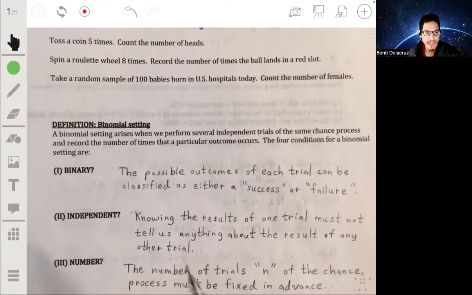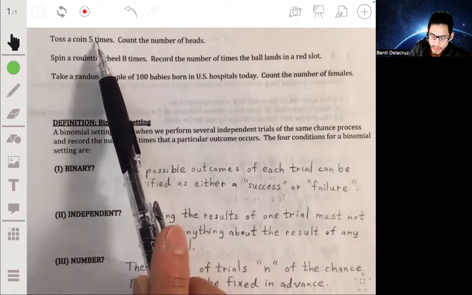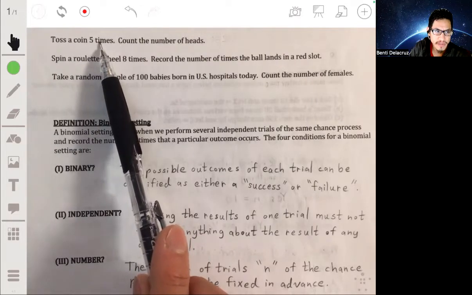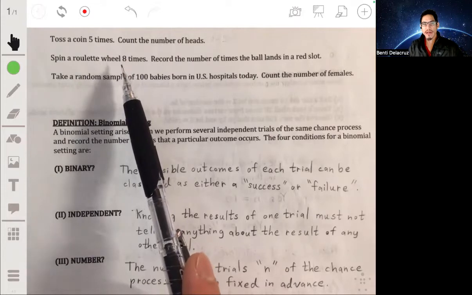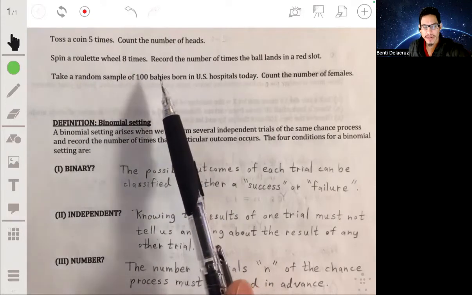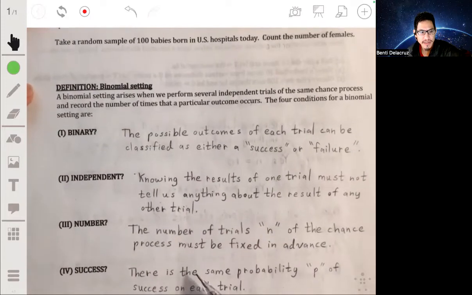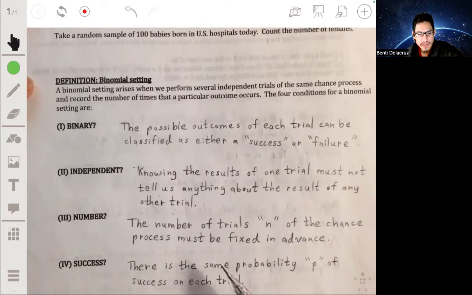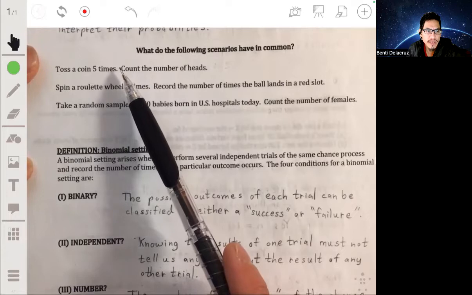The third condition is that they all have a fixed number of trials ahead of time. We're set that we're going to toss a coin 5 times, so 5 trials, spin a roulette wheel 8 times, so 8 trials, and take a sample of 100 babies, so 100. And then the success condition: the probability of having a success is the same on each trial, so we call that p for probability. Getting a heads is always 50%, or 1/2.